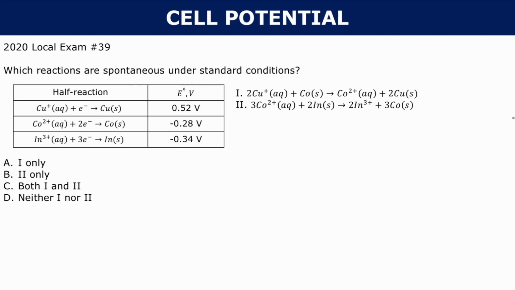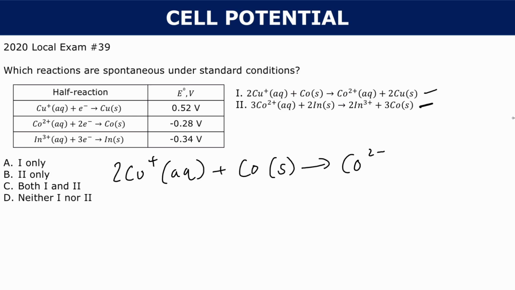Let's do one more. So which reactions are spontaneous under standard conditions? And we have two equations here. Let's go through each one of these on its own. So let's start with one. Two copper ions, which are aqueous, react with CO to produce CO2 plus ions, and two copper solid.